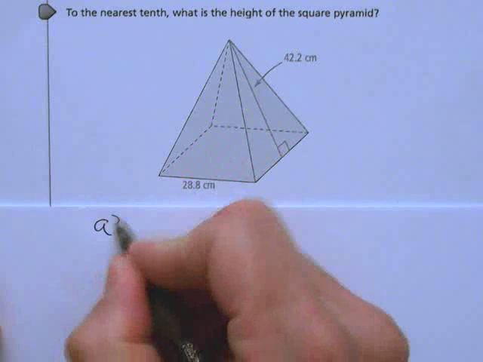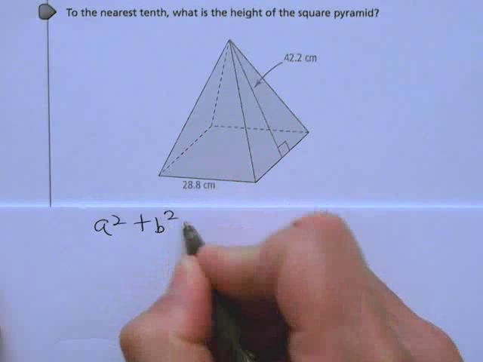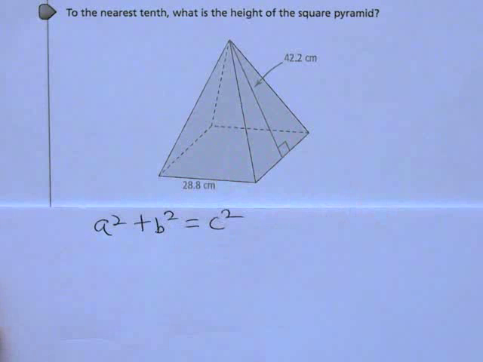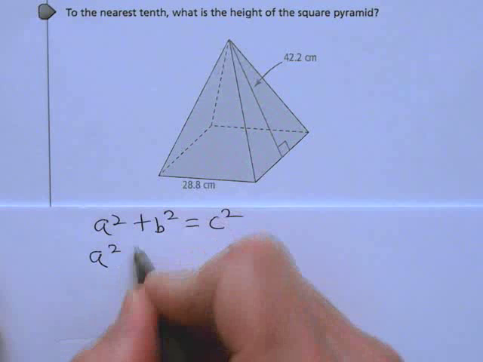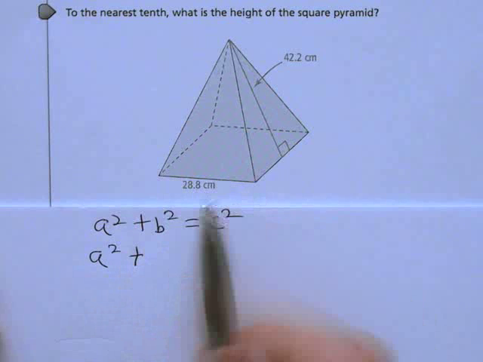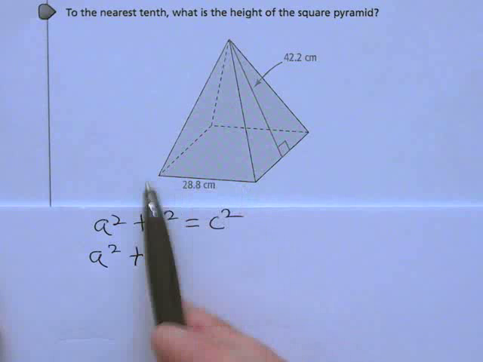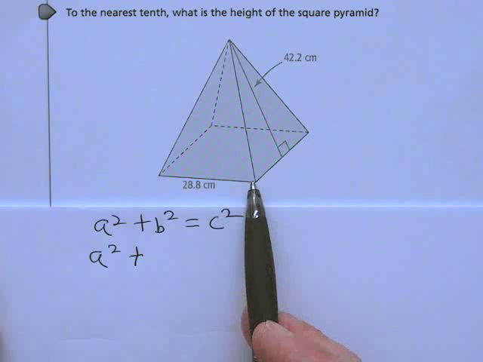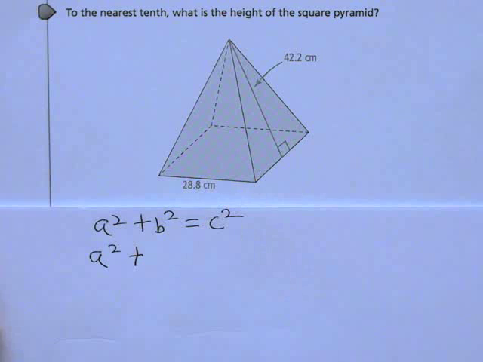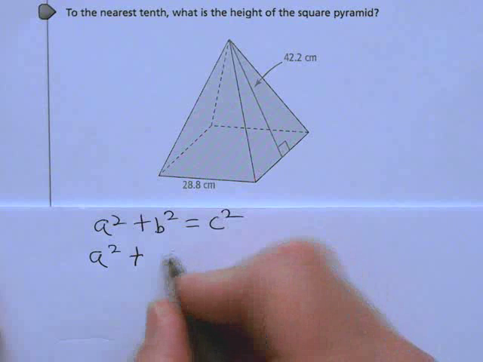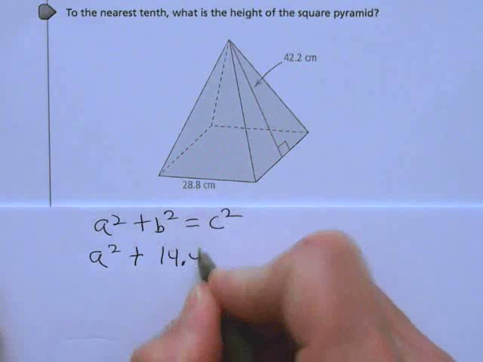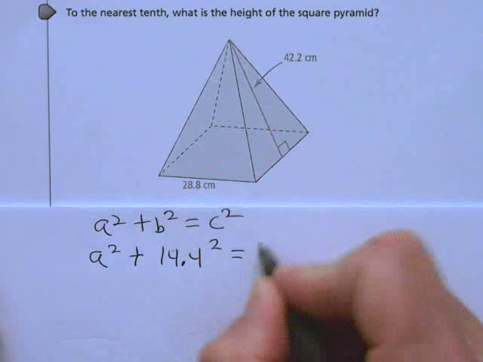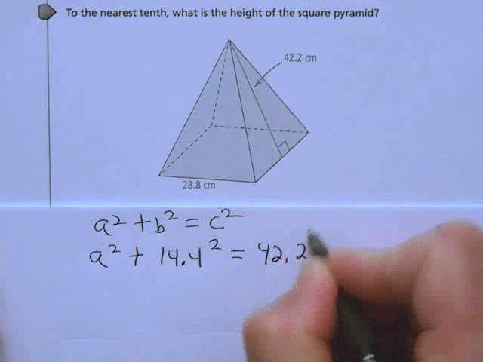So beginning with a squared plus b squared equals c squared, I'm going to fill in what information I have. I don't know what a squared is. I know that b squared is going to be half of this, right? Because 28.8 represents the base of the square. I need half of the base of the square, which is going to be 14.4 squared, and that's going to equal 42.2 squared.